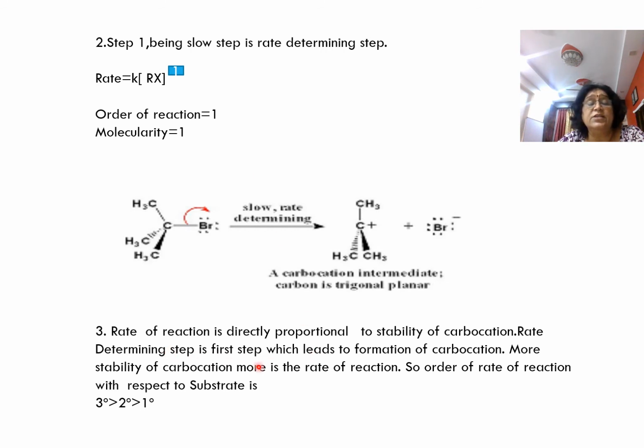Then the rate of the reaction is directly proportional to the stability of the carbocation. The rate determining step is the first step, which leads to the formation of the carbocation. The more stable the carbocation, the more the rate of the reaction. If you compare tertiary, secondary and primary, who will have more rate of reaction? The tertiary will have the maximum rate. Which reaction? SN1 reaction. Clear?